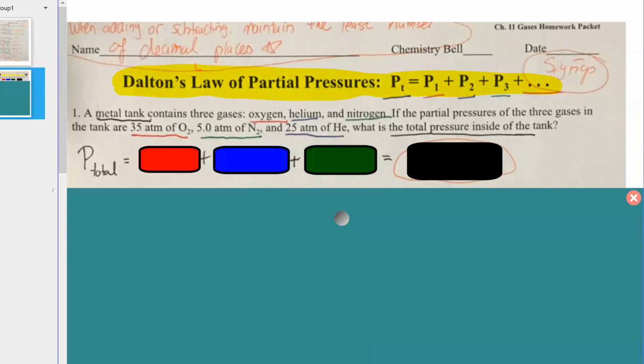Okay, welcome back. Number 1 says a metal tank. Now the metal tank, that's the whole system. Okay, that's the closed system. That's going to be our P total. I'm writing P total in black. And then it's made up of 3 gases, oxygen, helium, and nitrogen.